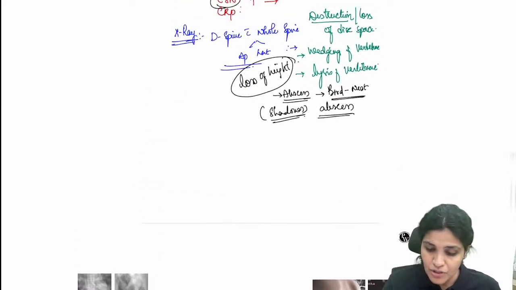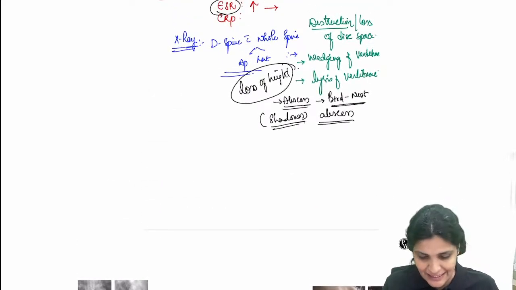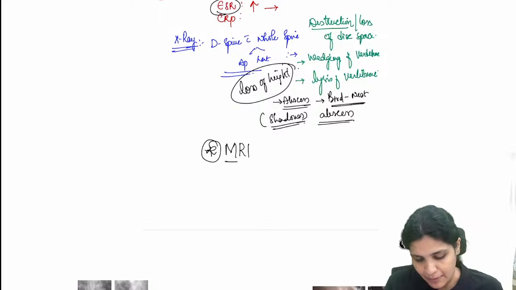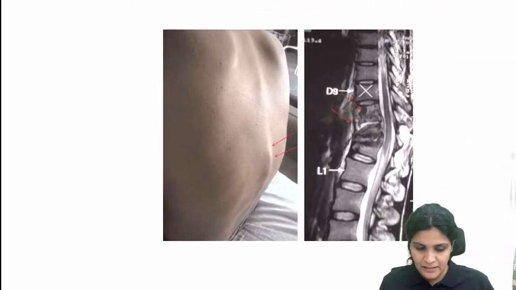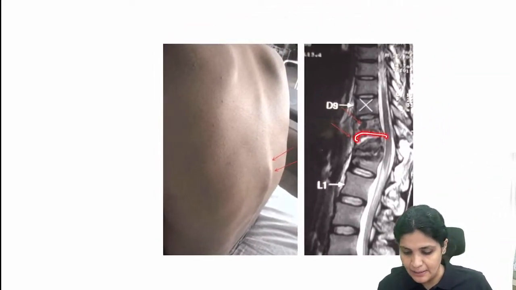And now, actually, we don't confirm it by the X-ray, and for the abscess, what we go for is an MRI, which is the investigation of choice. On the MRI, you again see this feature. You can see there is complete loss of the disc, and you can see destruction of the vertebra, right? And sometimes you can see the pus tracking like this.